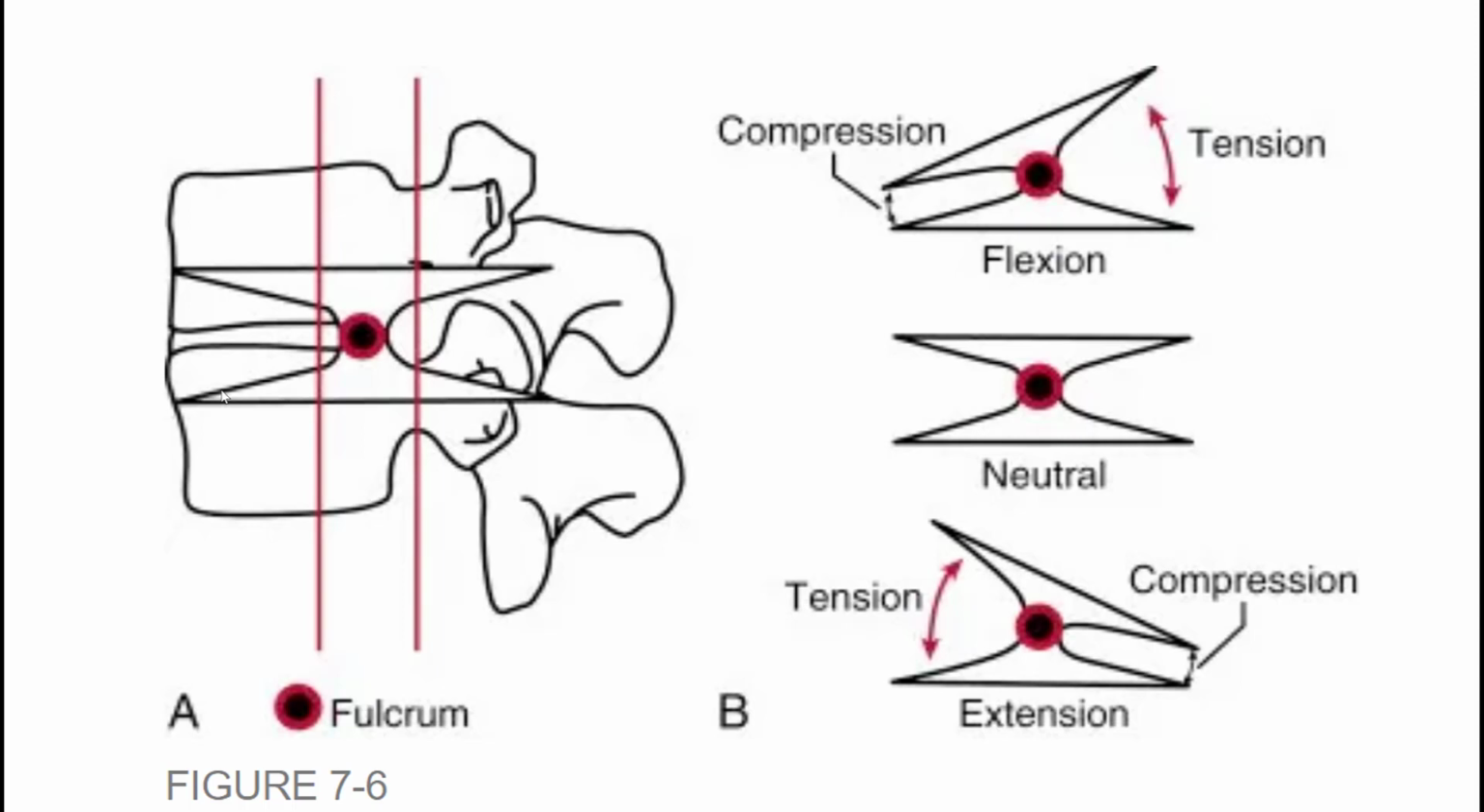Neutral is more of that axial loading that we probably just saw. And you can also get an extension compression type fracture, where the ALL is damaged in the front from the tension component, and then there's compression in the back in the posterior ligamentous complex and the spinous processes. It takes a lot of force to tear the ALL. It's a really, really strong ligament.